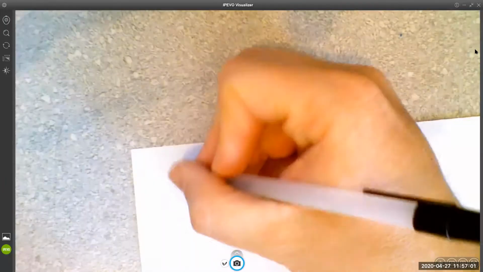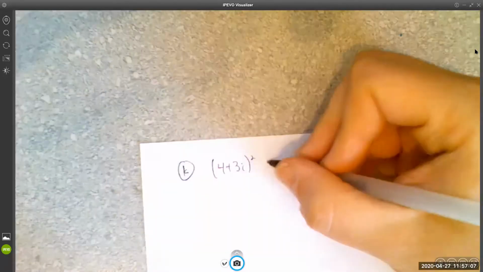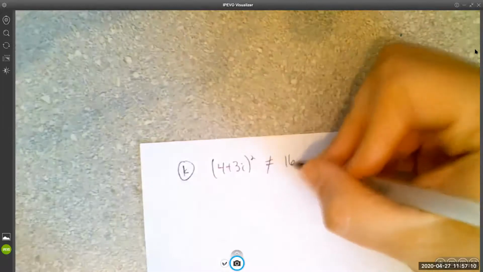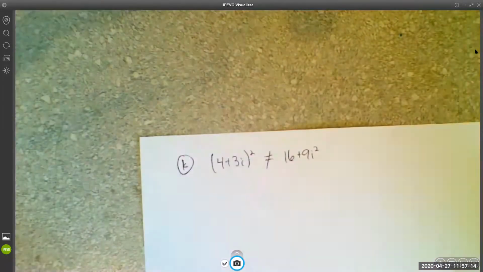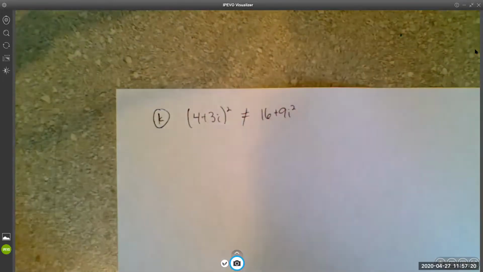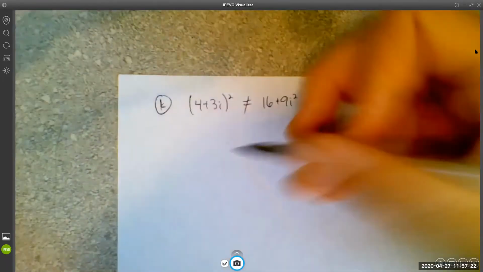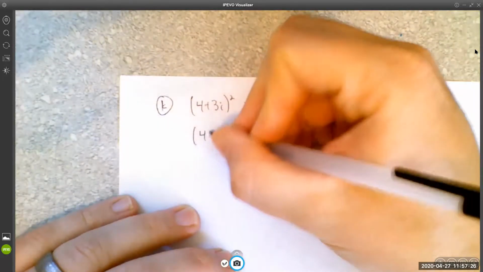If you wanted to multiply a complex number times itself, again, you have to FOIL, right? So if we wanted to do 3 plus 4i squared, heaven help you if you say that this is 16 plus 9i squared. That is not true, right? The exponent doesn't distribute across that addition. So that's not how we would work out that problem. We would write it out twice and we would FOIL.